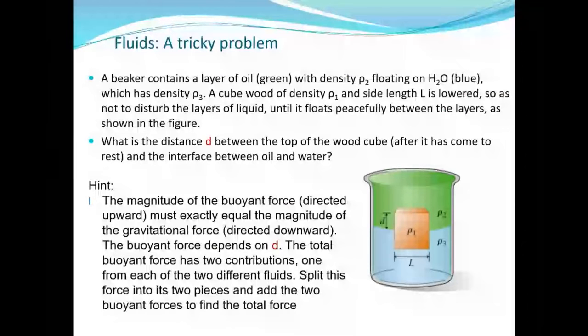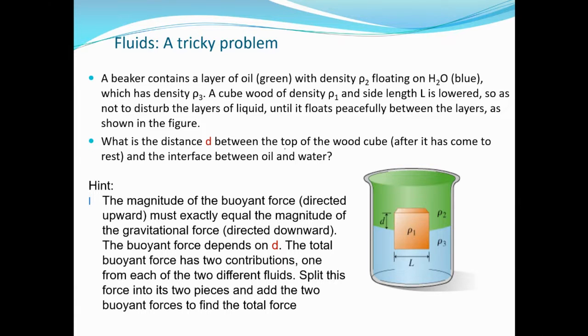Now, this is a problem in which you have a beaker, a tricky one. A beaker contains a layer of oil, which is colored in green, and its density is ρ2, floating on water, which is the blue colored liquid, which has density ρ3. A cube of wood of density ρ1 and side length L is lowered so as not to disturb the layers of liquid, until it floats peacefully between the layers as shown. So you can see the wood floating at the oil-water interface.